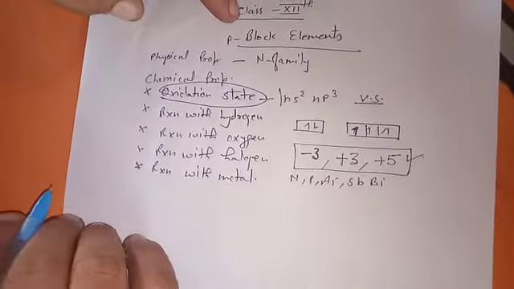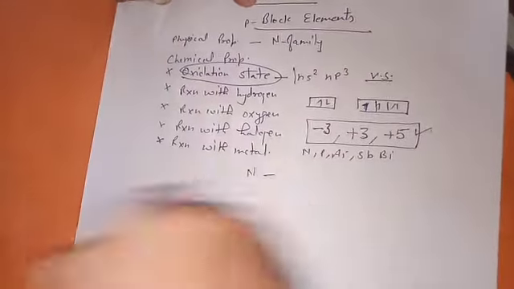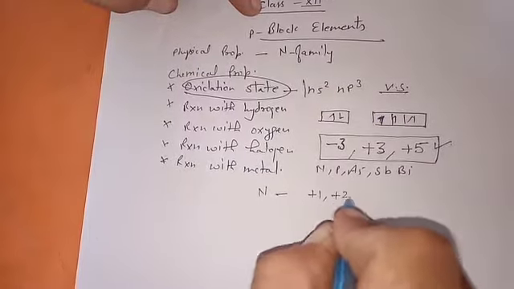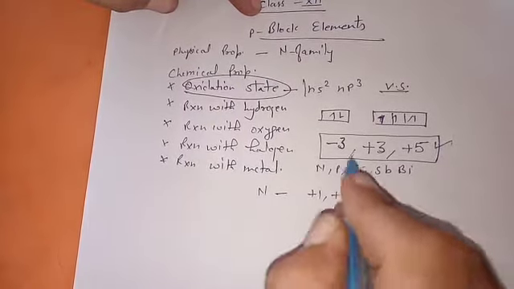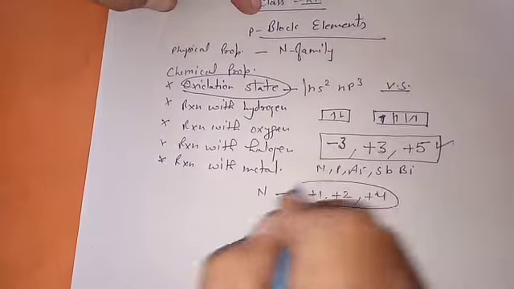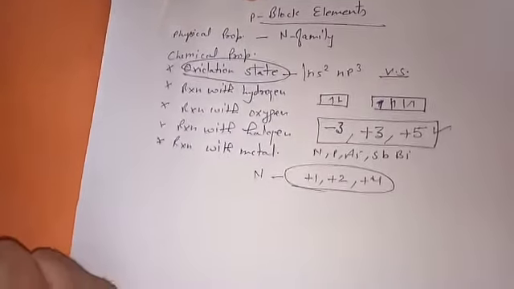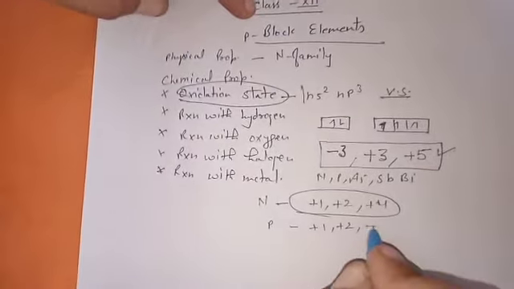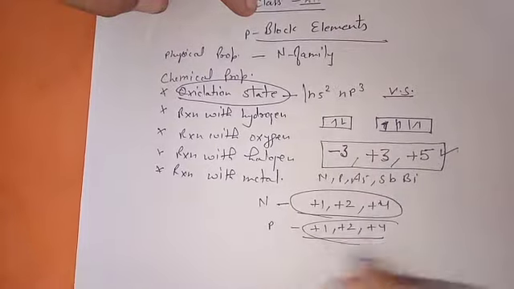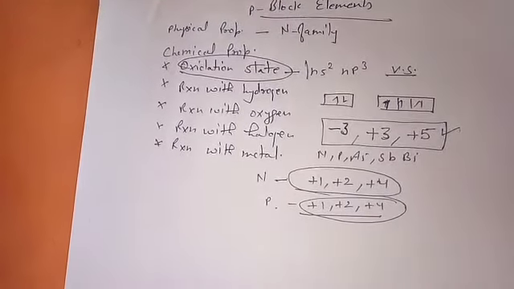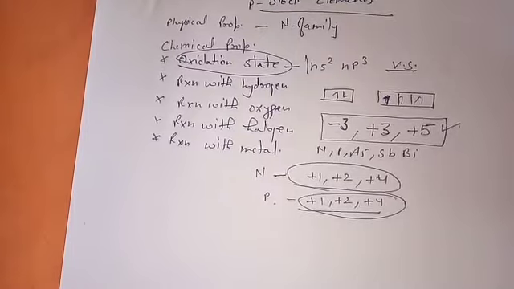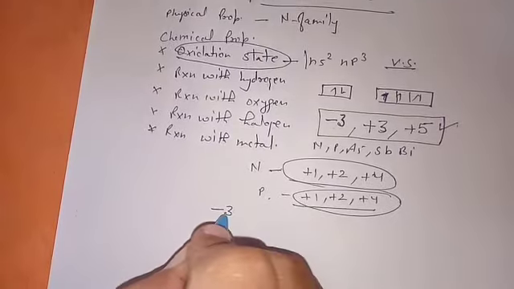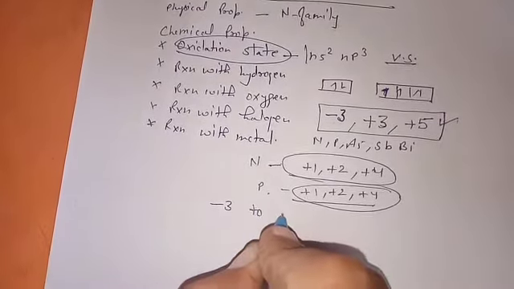Despite that, nitrogen particularly is capable of existing in +1, +2 by losing, +3 we have already discussed, and +4. These oxidation states are also shown by nitrogen. The same goes for phosphorus, which is also able to exist in these particular oxidation states. These variable oxidation states can be shown by phosphorus as well. So we know now that they can show oxidation states ranging from -3 to +5.